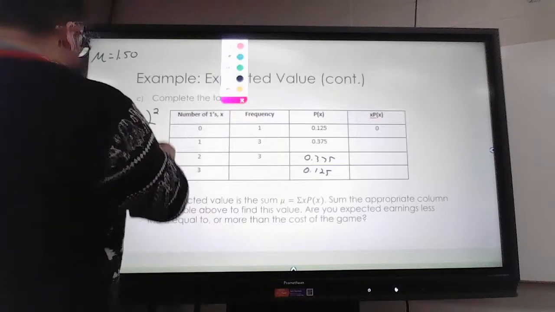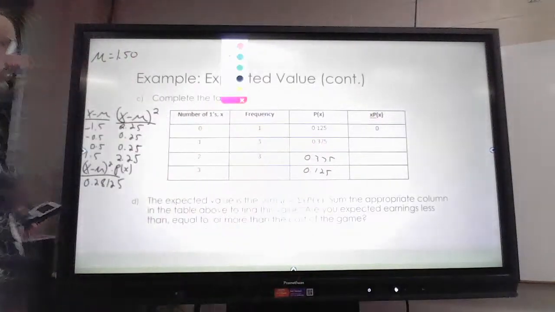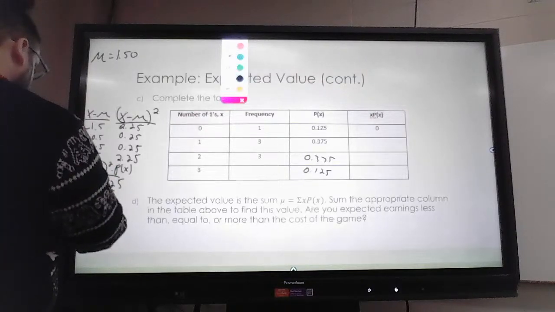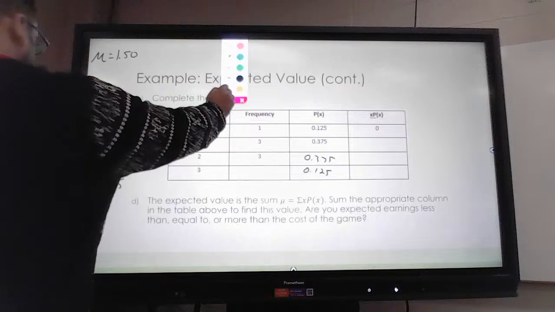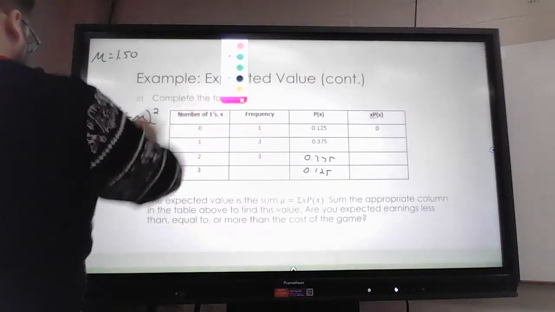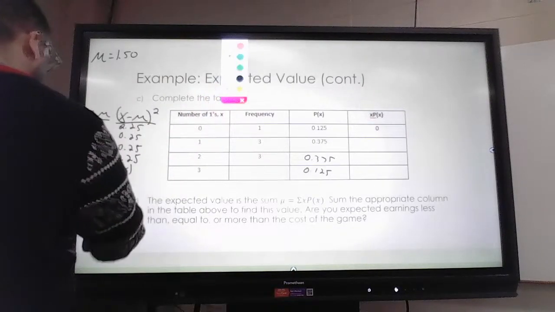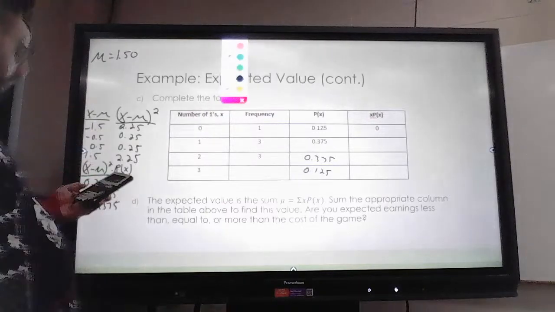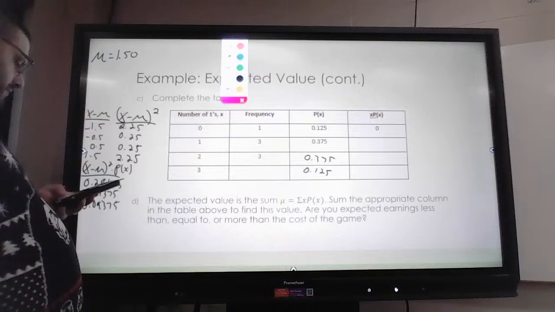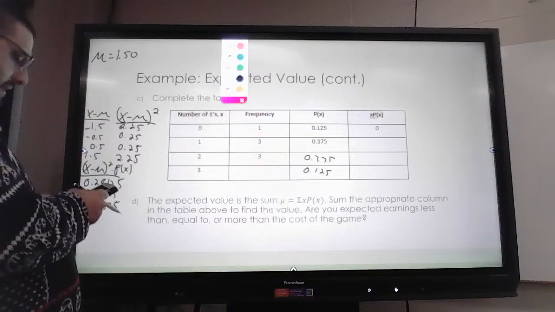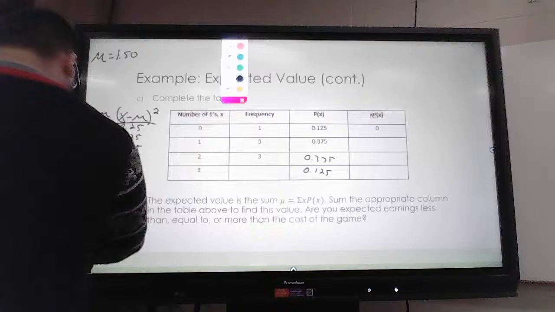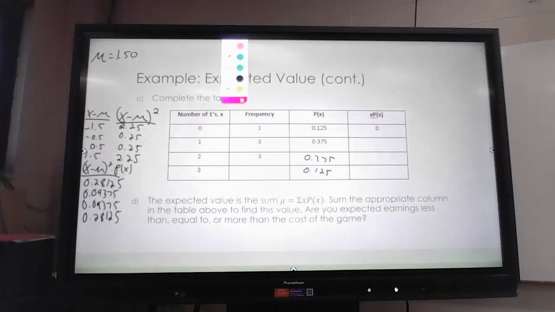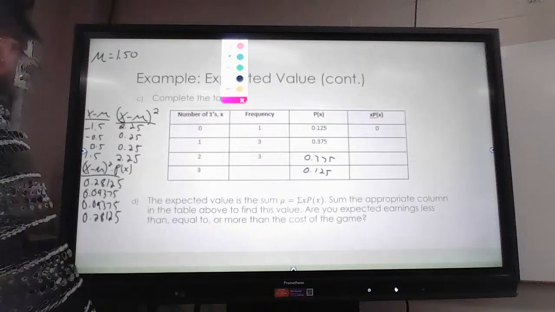Next one, 0.25 times 0.375. And since these two are the same and these two are the same, it's going to have the same value here, 0.09375. I'm sorry, 0.09375. And then our last one, 225 times 0.125. And I think I'm going to get the same value as the first one, 0.28125.